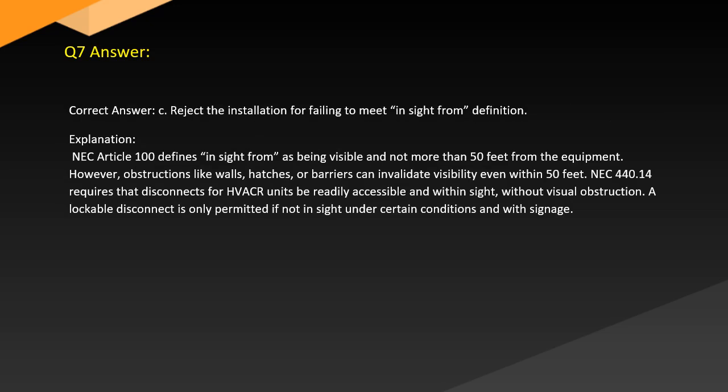Answer. Correct answer: C. Reject the installation for failing to meet the within sight from definition. Explanation. NEC Article 100 defines within sight from as being visible and not more than 50 feet from the equipment. However, obstructions like walls, hatches, or barriers can invalidate visibility even within 50 feet. NEC 440.14 requires that disconnects for HVACR units be readily accessible and within sight without visual obstruction. A lockable disconnect is only permitted if not in sight under certain conditions and with signage.